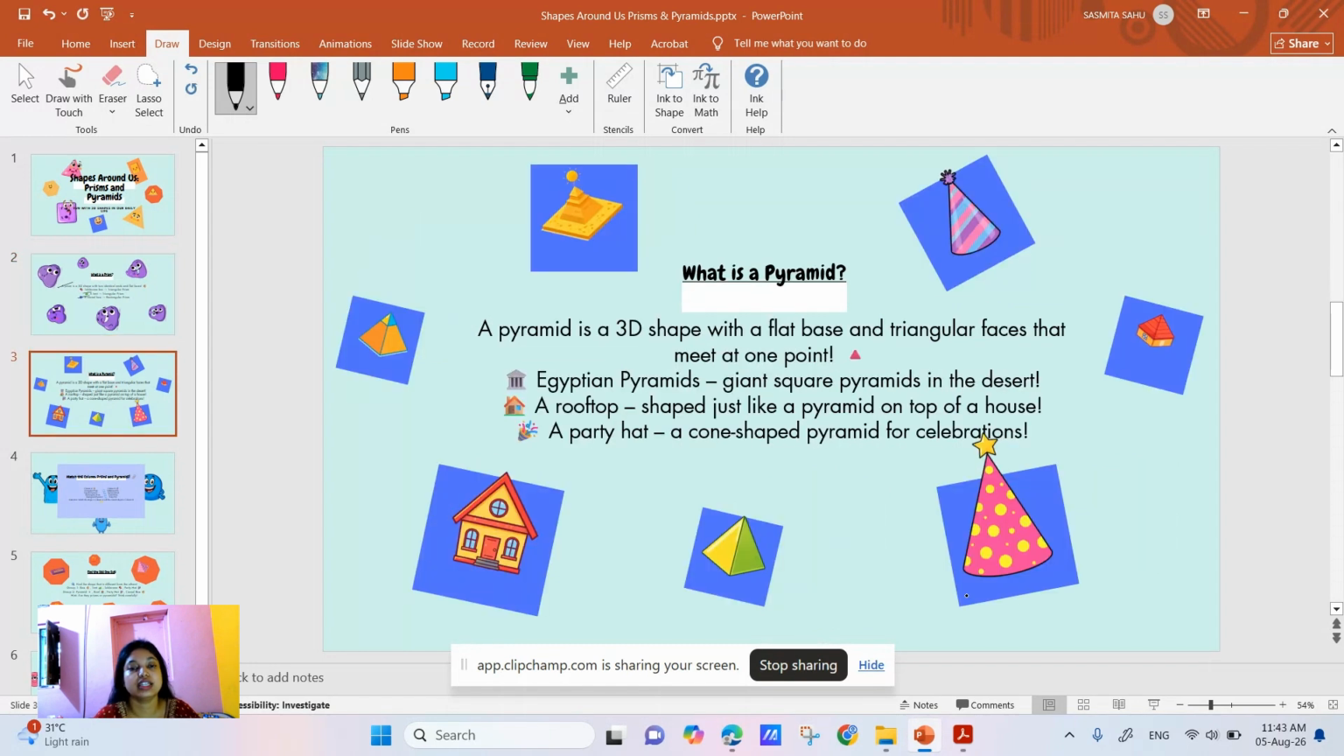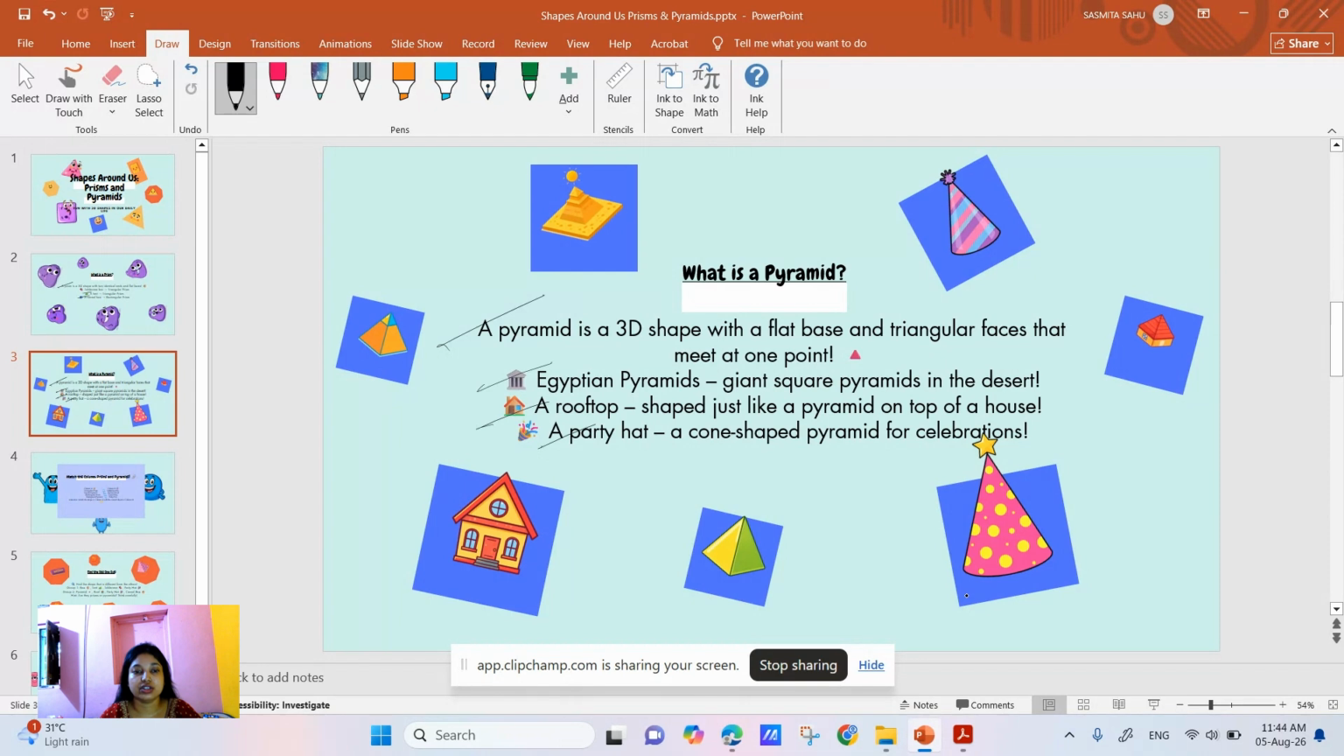The next thing is, what is a pyramid? A pyramid is a 3D shape with a flat base and triangular faces that meet at one point. That is an Egyptian pyramid, a giant square pyramid in the desert, a rooftop shaped like a pyramid on the top of a house, a party hat, a cone-shaped pyramid of a celebration.